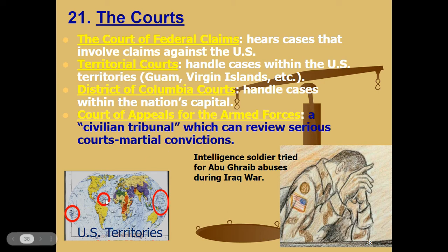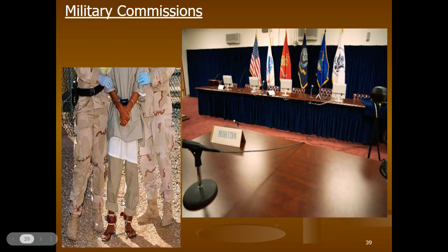So this circle, Puerto Rico. This circle, I don't know. We got Guam, American Samoa, probably. I'm not sure, but I know they're in the Pacific. Also, the U.S. Virgin Islands are in the Caribbean.